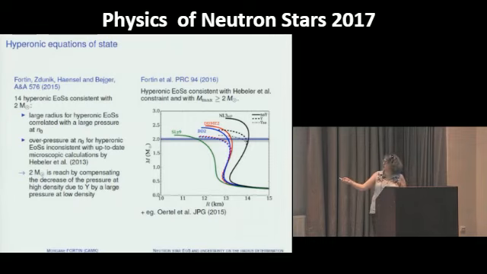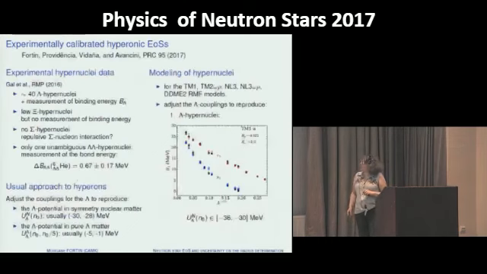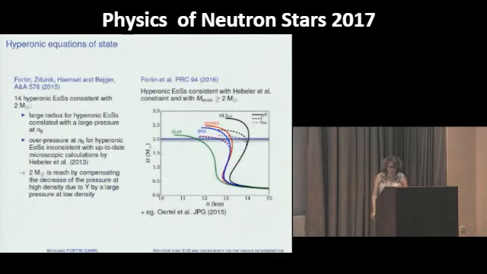So calculations, for example, using chiral effective field theory. Since this paper, which pointed out the problem, there have been some works which managed to build equations of state consistent with two solar masses and consistent with not too high pressure at low density. So we typically obtain some in this work, and I should also mention the work by Michaela Hörtel and collaborators, among others.